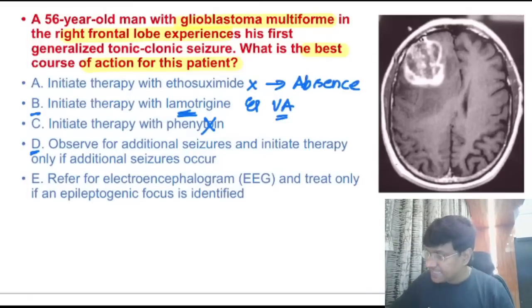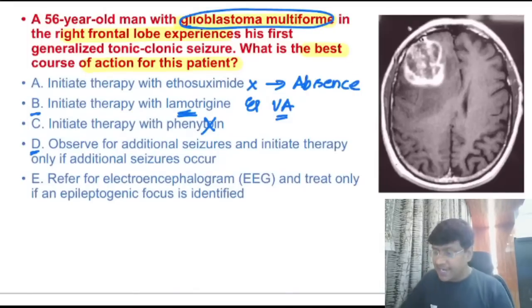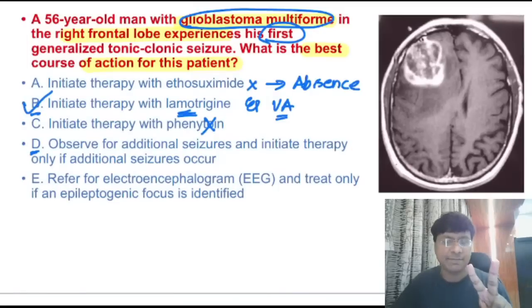Now our patient has glioblastoma multiforme. That means it's a tumor. And this is the first episode, so a single seizure with a clear cause of brain tumor, which is an indication to start the antiepileptic drug. So the answer here is initial therapy with lamotrigine, because lamotrigine and valproate are the two important drugs currently used for individuals with generalized tonic-clonic seizures, and ethosuximide is in no way used in generalized tonic-clonic seizures because it is used in the treatment of absence seizures.